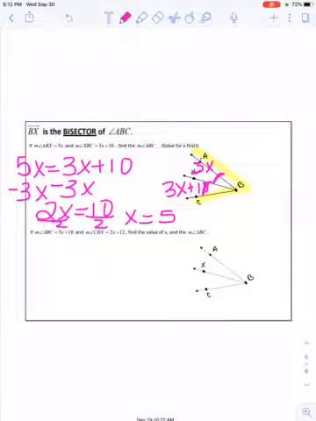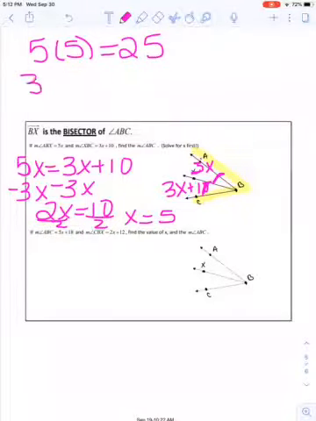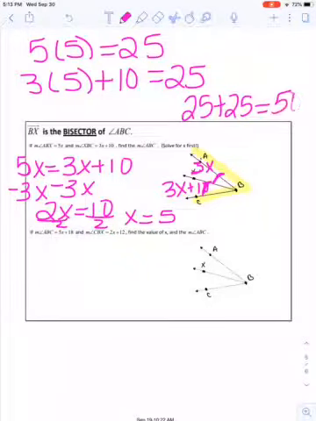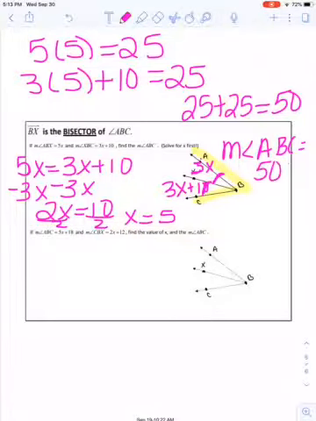So I'm going to plug 5 into 5x, and I get 25. And then I'm also going to plug it into my 3x plus 10. I also get 25, which means I did something correct. So if each of these parts equals 25, then my whole is going to equal 50. So the measure of angle ABC equals 50 degrees.